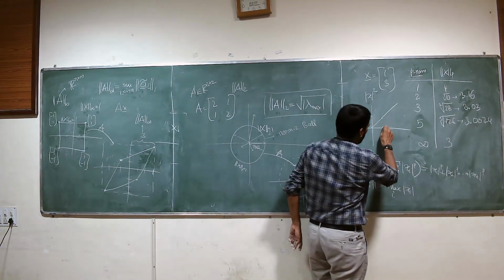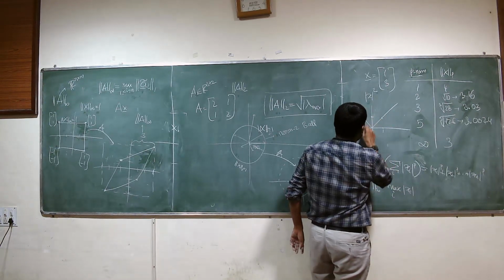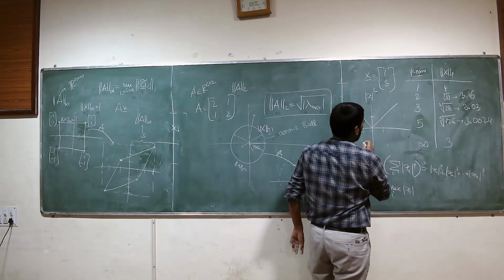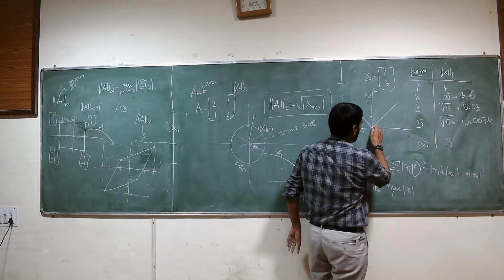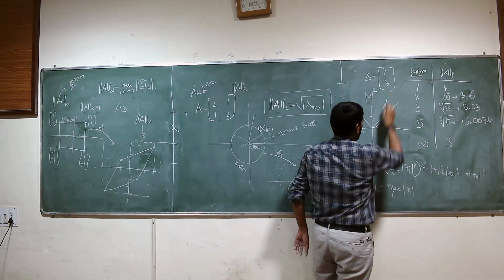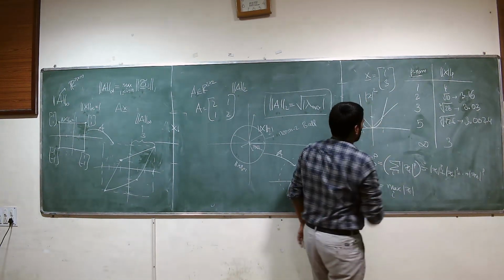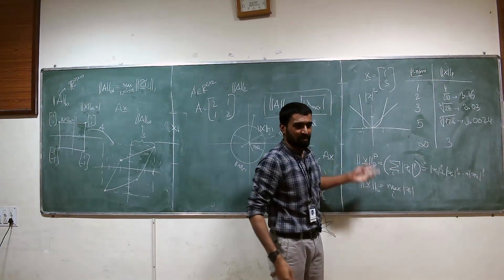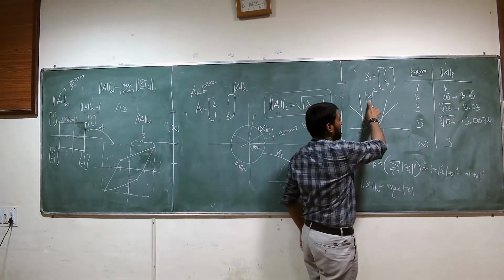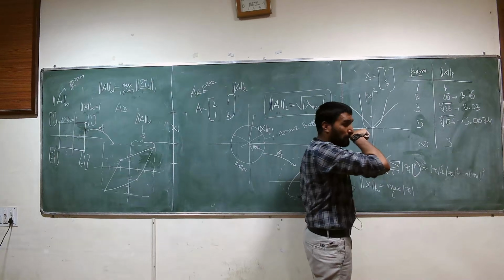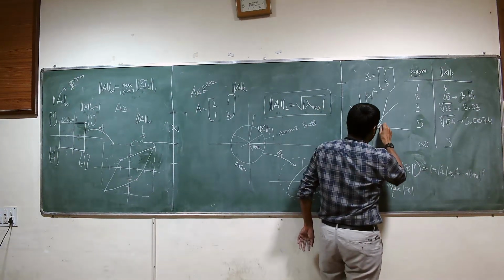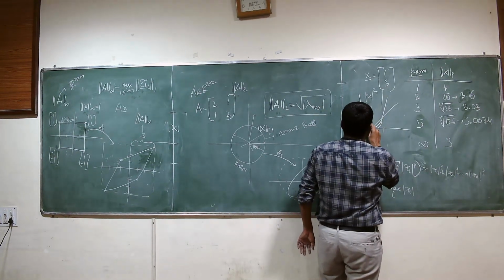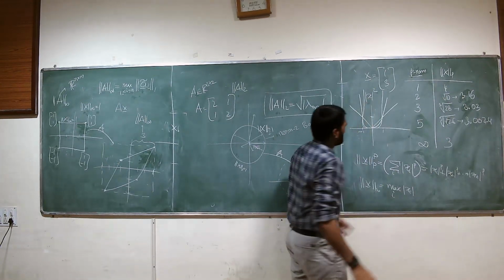Let's say this is 1, this is minus 1, and this is 1. What will it look like? It looks like this. What about x cube? Well, the absolute value of x raised to the power cube will look like this. I'm not drawing it properly, but you get the idea.